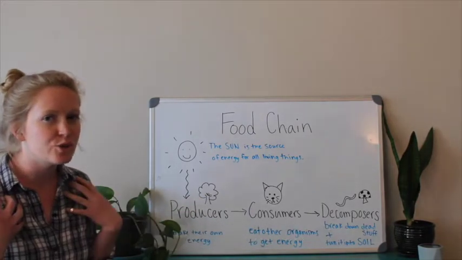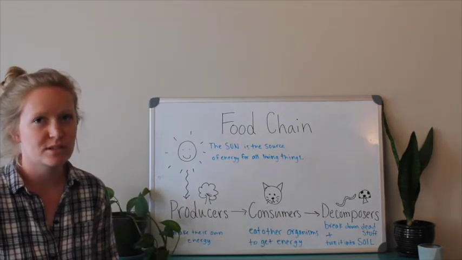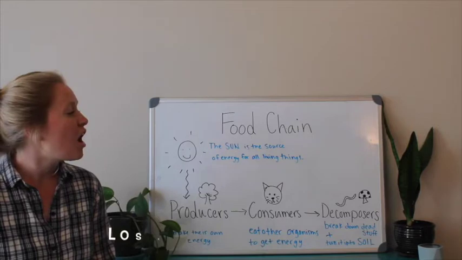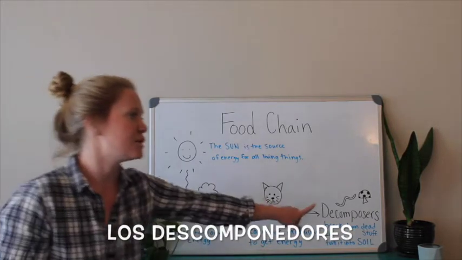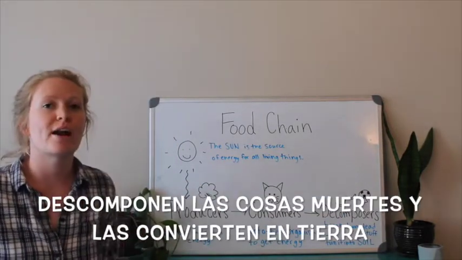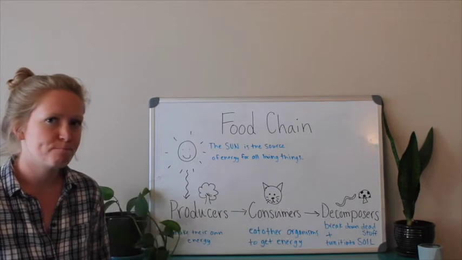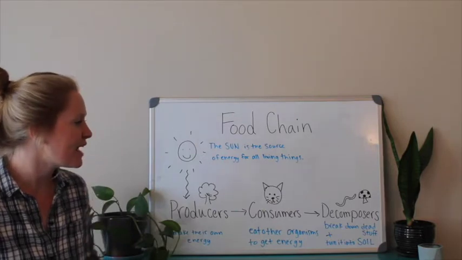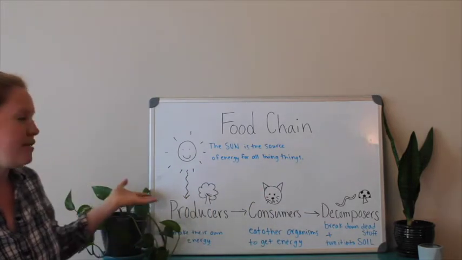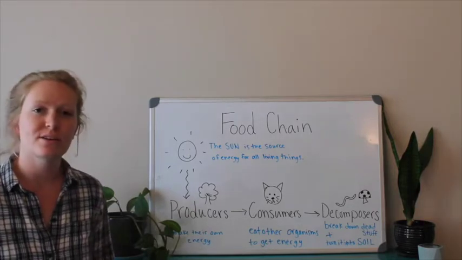We're the ones that have to consume or eat in order to get our energy. And that's the same for most animals and insects and things like that. And then the last group in the food chain are the decomposers. And if you can't tell from this picture, there's like a little worm here and a mushroom drawn. So the decomposers are the group that are breaking down dead stuff and turning it into soil. So they're really important, and they help to cycle all of this energy that's been flowing from the sun back into the soil. And then the plants can use that as extra nutrients too. So that is our food chain.